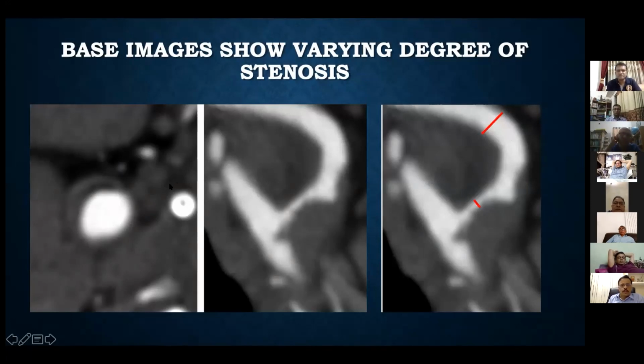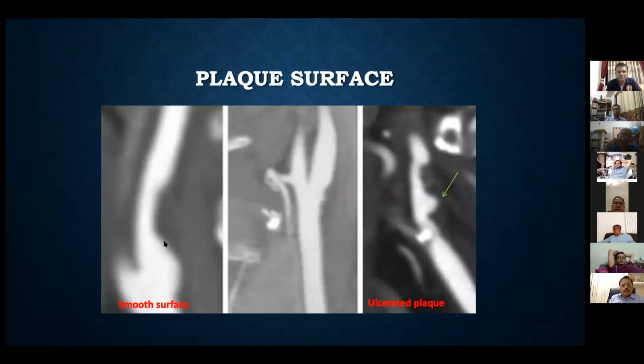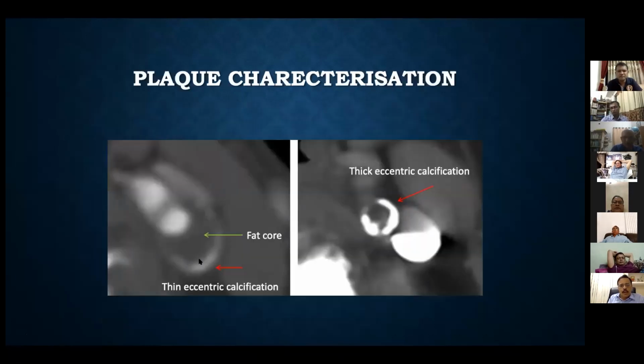Plaque surface, one has to study very carefully. You sometimes may have a smooth surface like this. Sometimes you can have minimal irregularity, or you can have something like this when we know definitely it's an ulceration. The importance is that ulcerated plaques more commonly result in future strokes. Even an incidental ulcerated stenosis has a higher incidence of symptoms in future than a smooth plaque. Then plaque one can characterize. Sometimes it can have a fatty core, and sometimes it can have calcifications. So you look at the plaque architecture and characterize it.